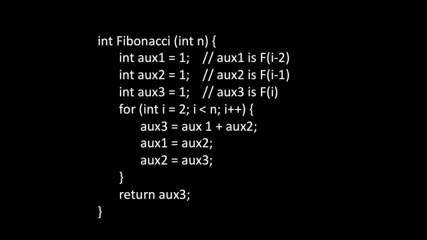The body of the loop is that aux3 will be equal to aux1 plus aux2. In other words, we'll slide the values of those two into aux3, and we'll slide the value of aux2 into aux1. And we'll slide the value of aux3 into aux2. Finally, we'll return aux3. This iterative approach is still fairly simple, even if it doesn't directly follow the definition of the numerical sequence.